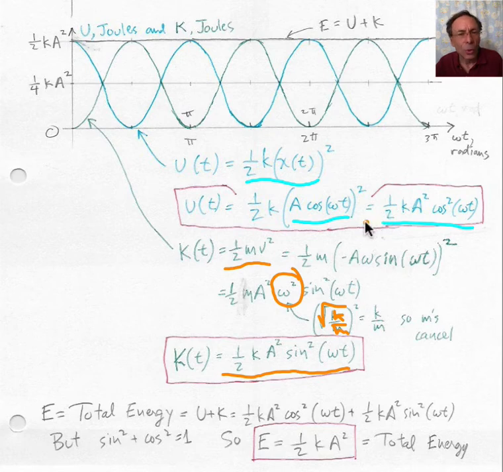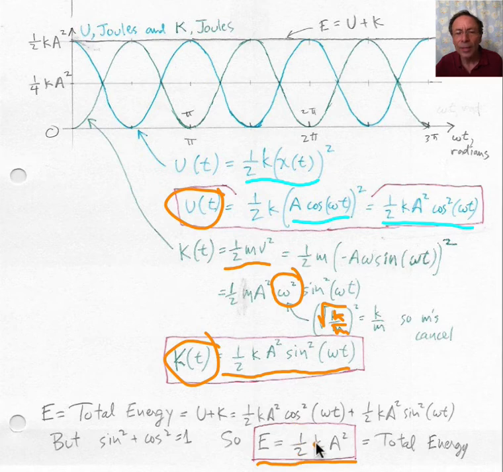Now, the total energy is the potential energy plus the kinetic energy. So we're going to add this thing and this thing. So here we are adding them up, and we get that the total energy of the system is 1/2 Ka squared.